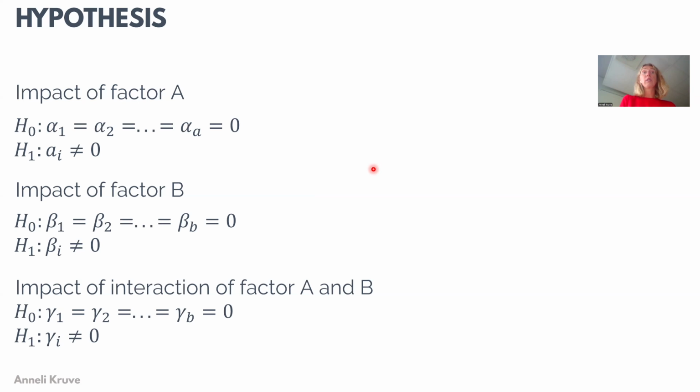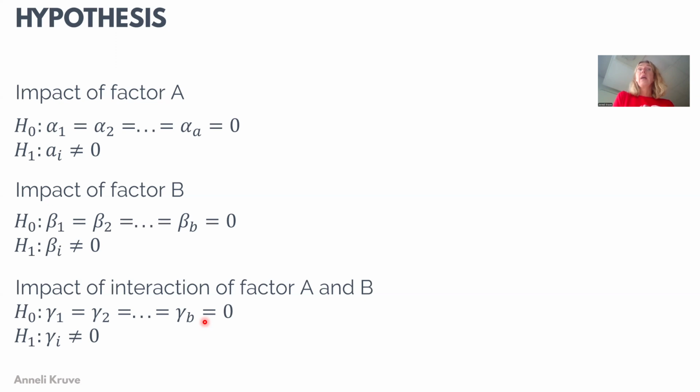The same holds then for B and also for the interactions here for the A and B. However, we have to keep in mind that the number of interactions is the multiplication of the factor levels A and factor levels B. So if we have 2 levels for both, then we would have 4 interactions that we are considering.